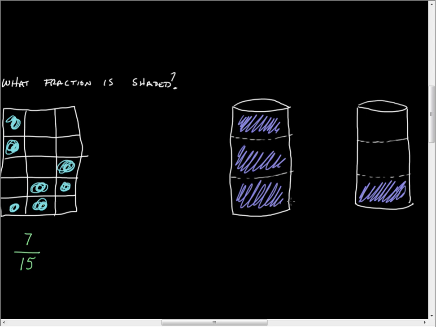If we step over to the barrels, here we have 2 barrels. We're going to assume they're identical. Both of them are cut into 3 equal pieces. And so if we count the amount that we want, the number of parts we want, which is the numerator, 1, 2, 3, 4. The number on top is 4. We want 4 parts. However, the bottom number represents the denominator, which is the number of parts in the whole.